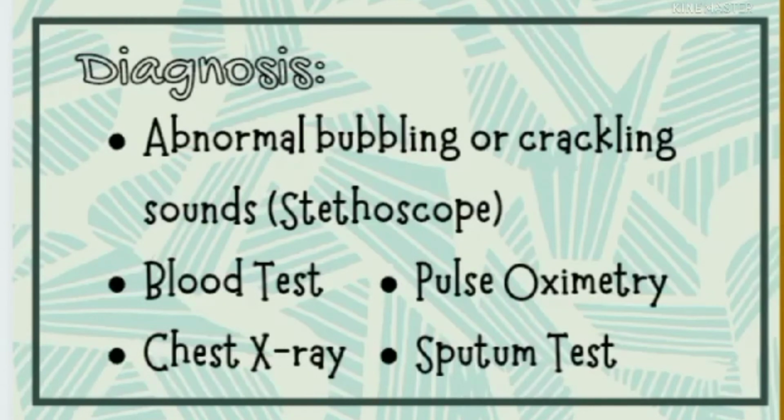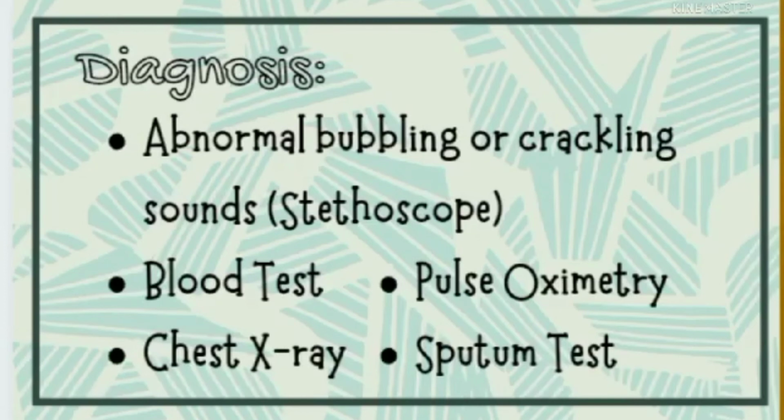As you can see in the presentation, we have 5 examples. First one is abnormal bubbling or crackling sounds. This is made by movement of fluid in the tiny air sacs of the lung. Dull thuds heard when the chest is tapped, which indicate that there is fluid in the lung or collapse of a part of a lung.